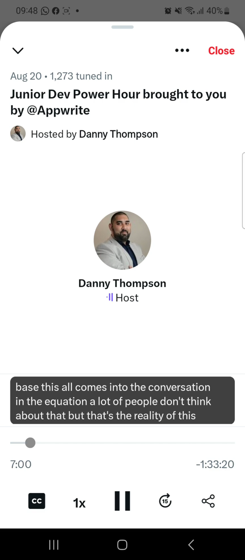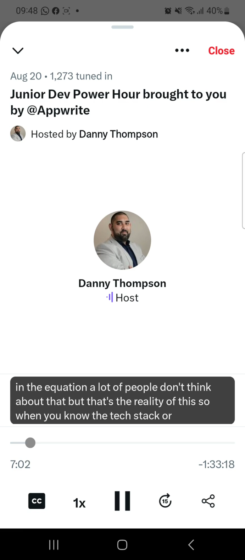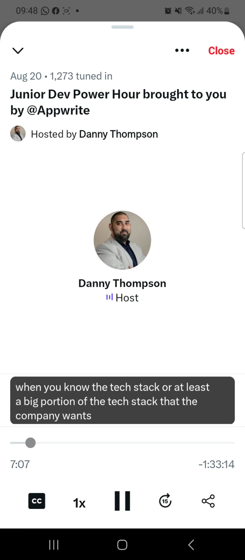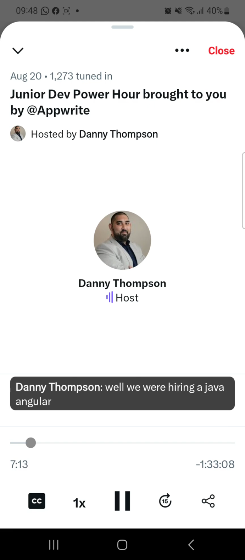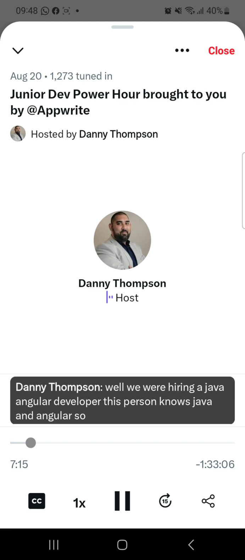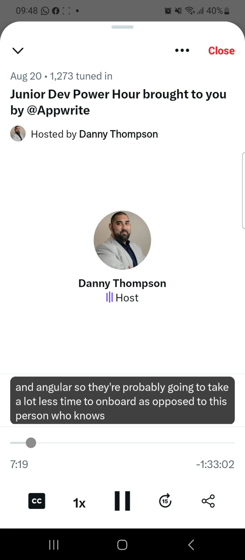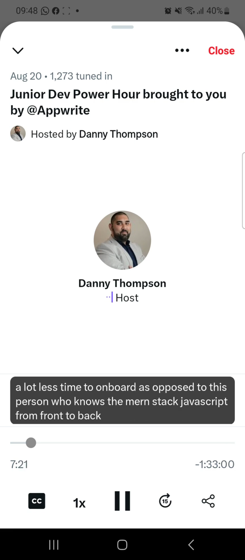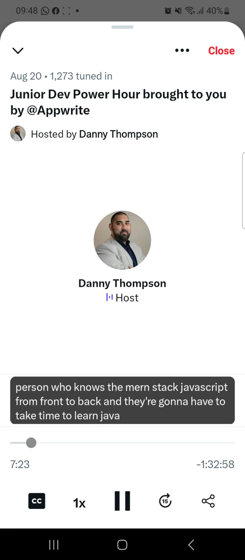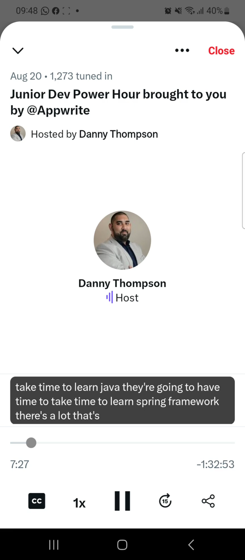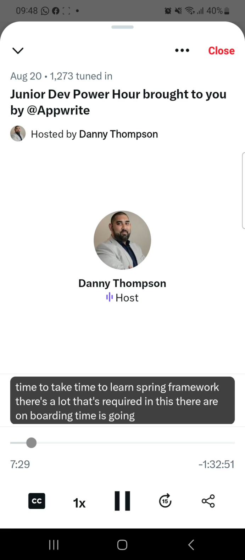So when you know the tech stack, or at least a big portion of the tech stack that the company wants to utilize, you end up reducing the onboarding time. You end up making it an easier decision for that company to say, well, we were hiring a Java Angular developer. This person knows Java and Angular, so they're probably going to take a lot less time to onboard as opposed to this person who knows the MERN stack, JavaScript from front to back. Now they're going to have to take time to learn Java. They're going to have to take time to learn Spring Framework. There's a lot that's required in this. Their onboarding time is going to be significantly higher.